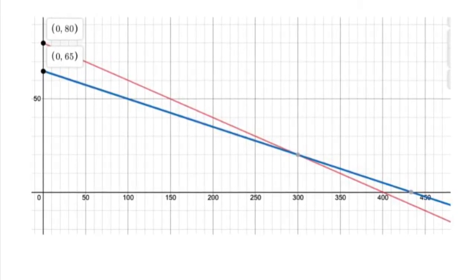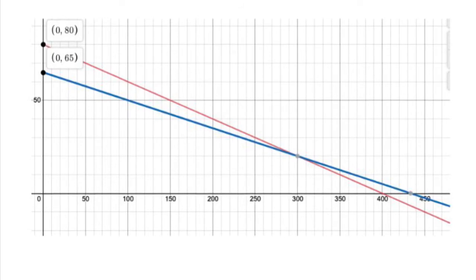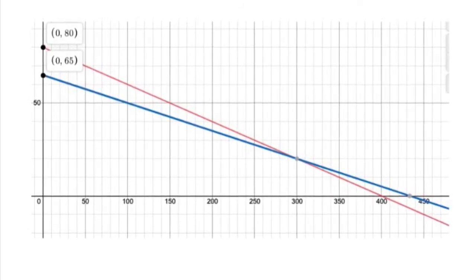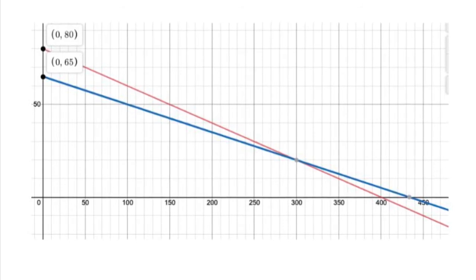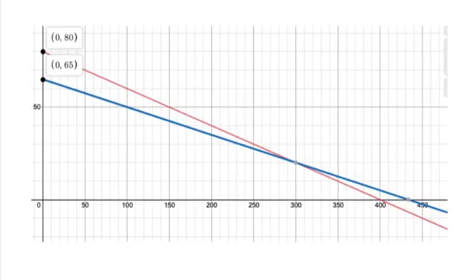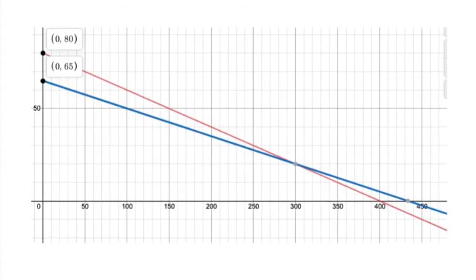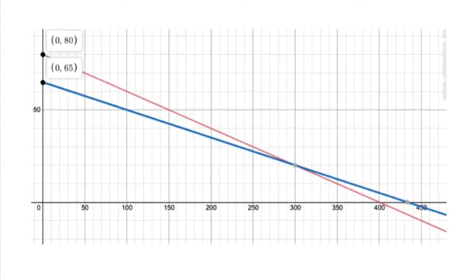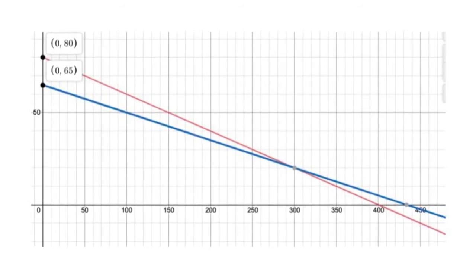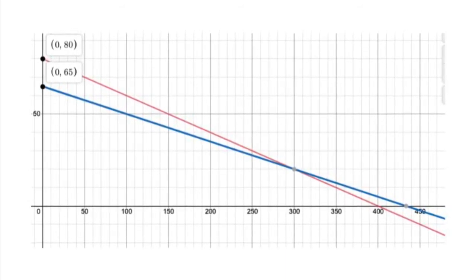The other thing that is different is the rate of change. The red line is actually going down steeper. It has a bigger drop every time. It's dropping 0.2 each time, and the blue line is only dropping 0.15 each time. That's why the red line actually passes the blue line near the end of the graph.